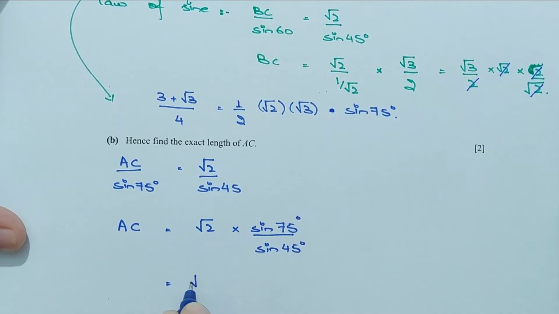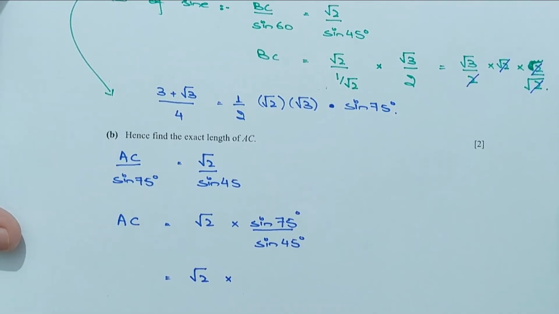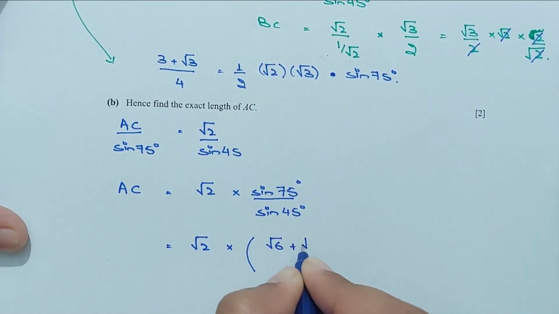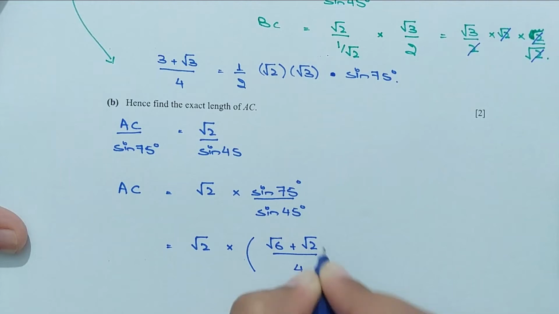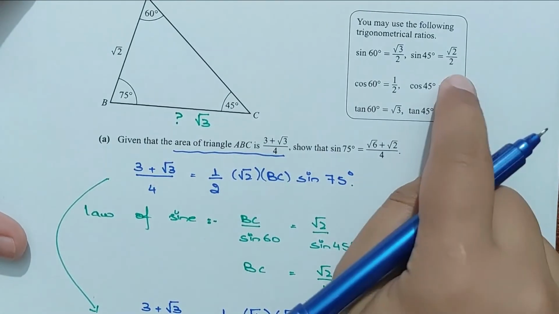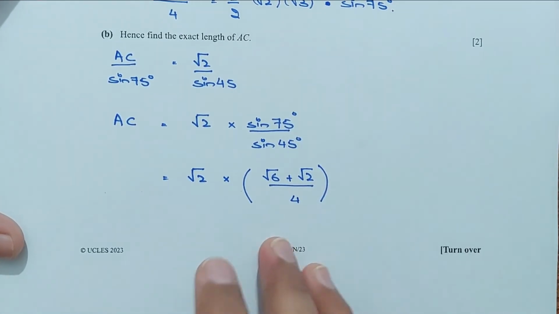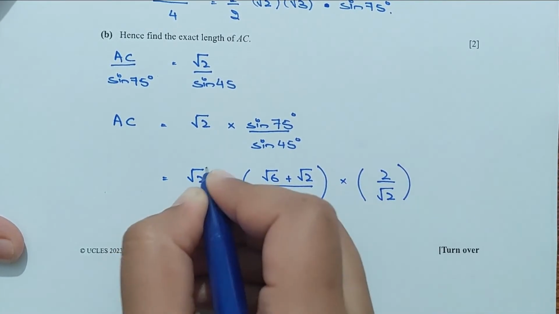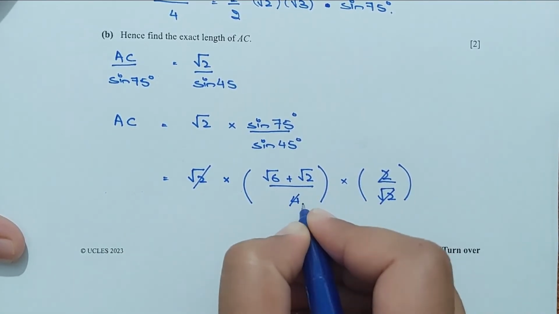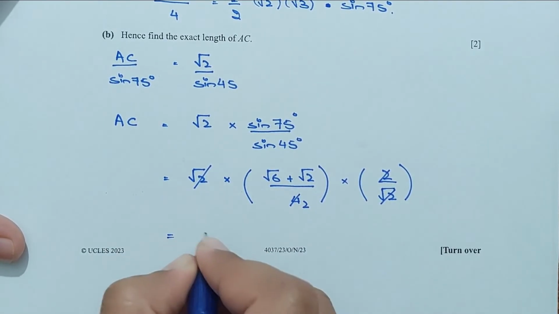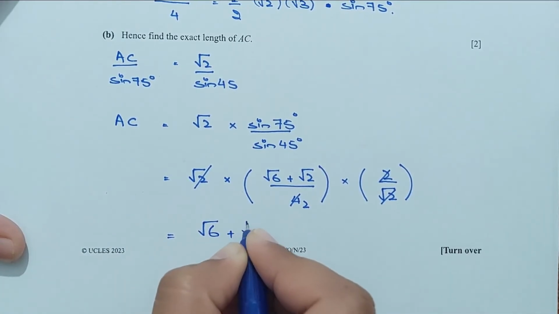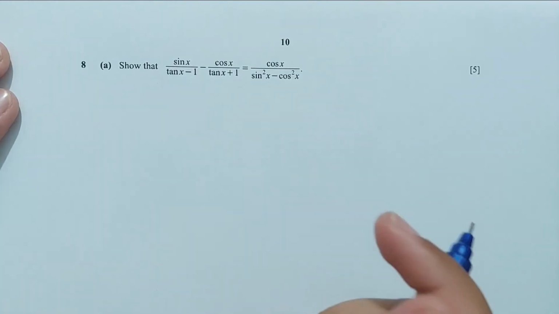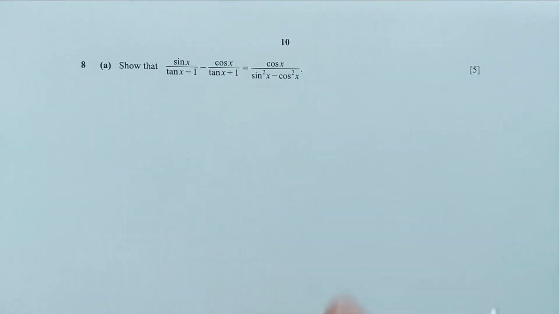Right. So this is root 2 times, what is sine 75? We got this in the A part, which is root 6 plus root 2 divided by 4. And 1 over sine 45 would be 2 over square root of 2, the reciprocal, 2 over root 2. So root 2 is cancelled with root 2. 2 times 2 is 4, right? So the simplified form is root 6 plus root 2 divided by 2. This is AC.